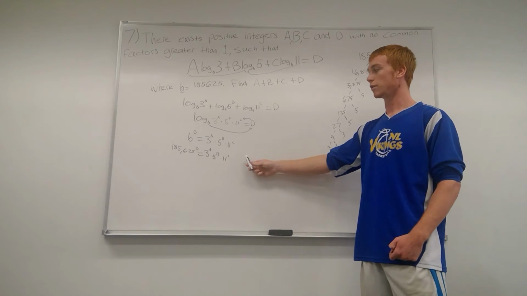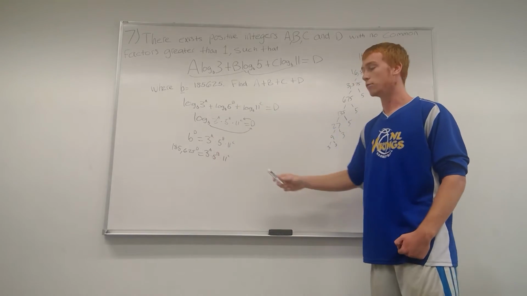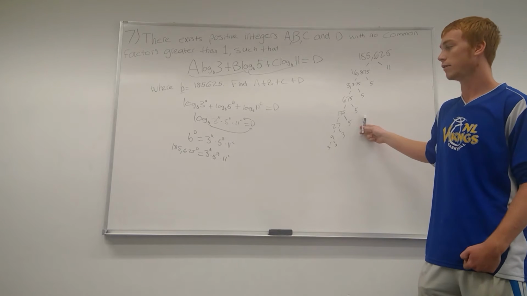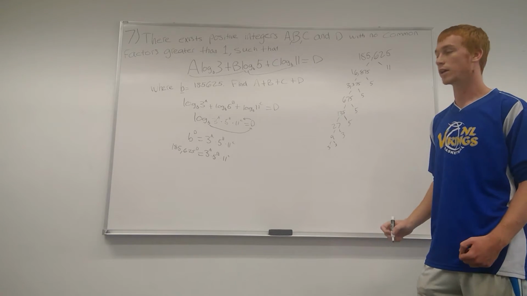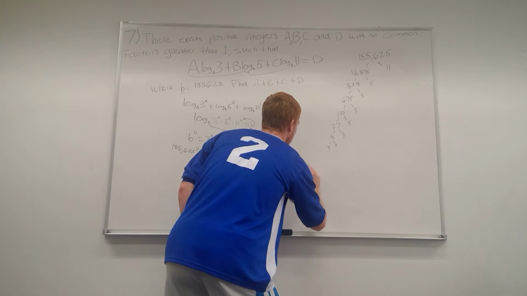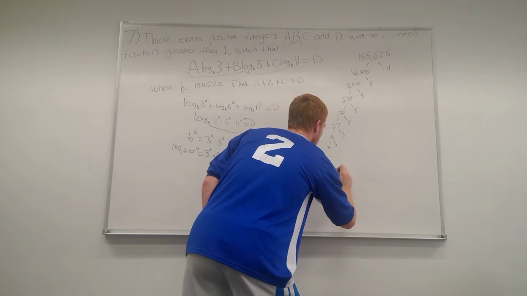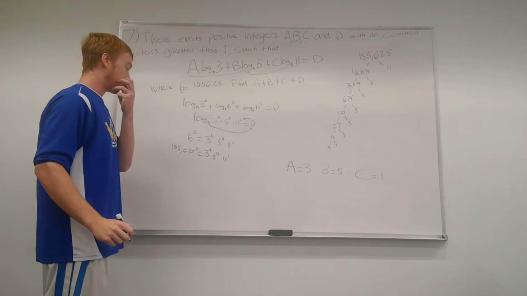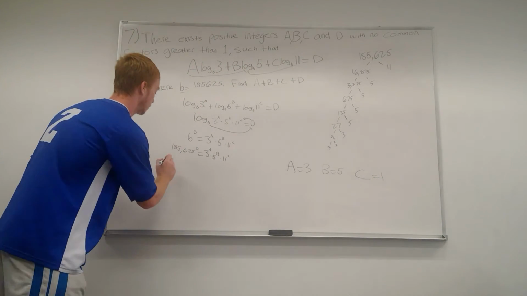If you look over here at the problem, a would equal the amount of 3s we have, b would equal the amount of 5s we have, and c would equal the amount of 11s we have. So we're going to write that down here. a equals 3, b equals 4, and c equals 1. So now we have to solve for d.